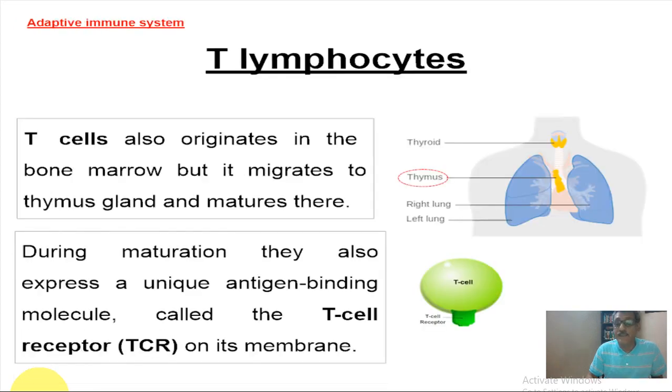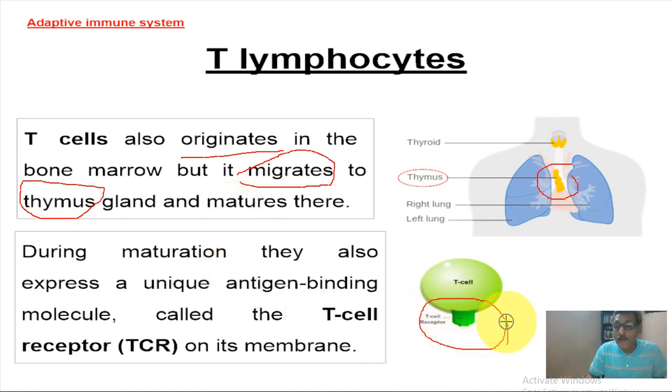But if you look at the T cell, although it of course originates in the bone marrow, it then migrates to another gland known as the thymus gland, which is a small gland located near or above the heart. These T cells also express a receptor on the cell surface, but that is not a membrane-bound antibody. That is called the T cell receptor or TCR, because they behave differently. So we see a sharp difference between B and T cells.